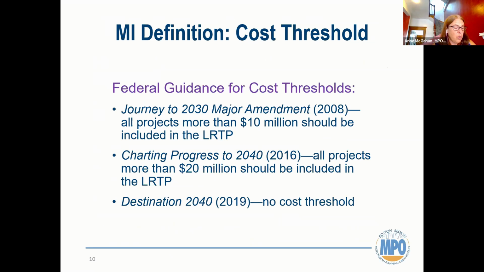So for cost thresholds, FHWA issued guidance which included cost thresholds for projects that were required to be listed in past long-range plans. This guidance varied over time. In 2008, for Journey to 2030, all projects over 10 million were required to be included in the plan. In 2016, for Charting Progress to 2040, all projects over 20 million were required to be included. However, for our most recent plan, Destination 2040, there were no cost threshold requirements.